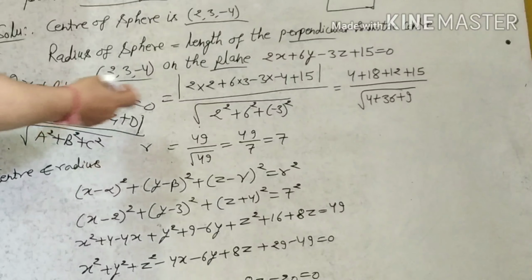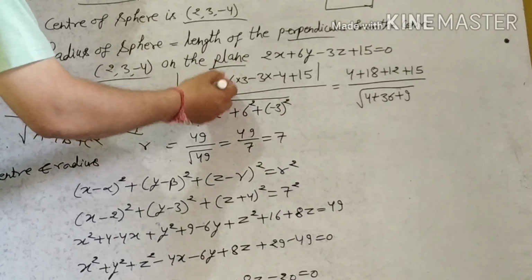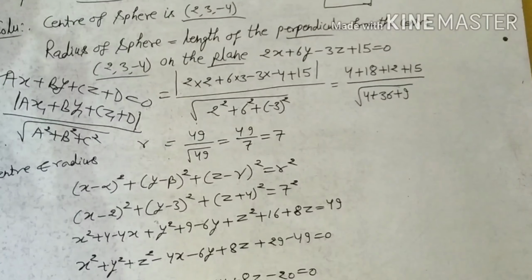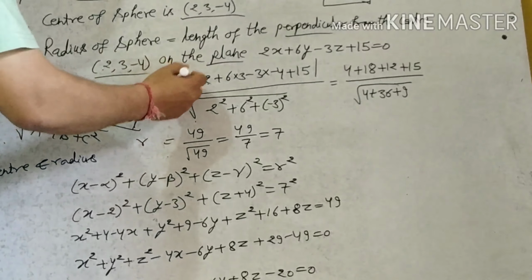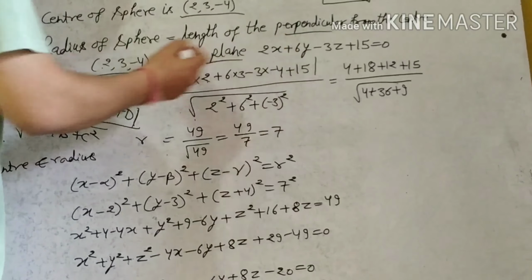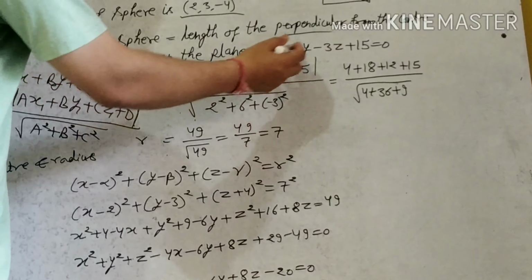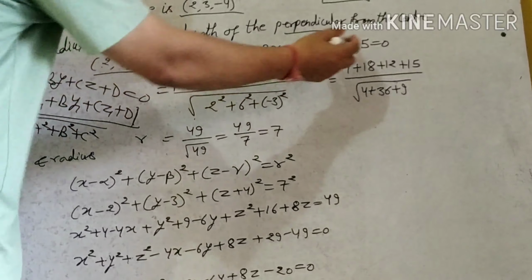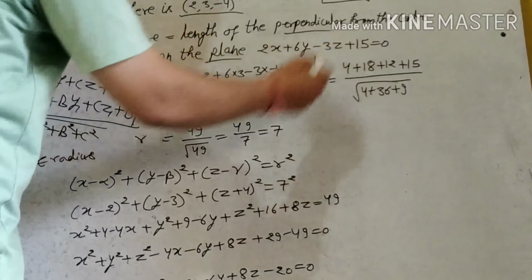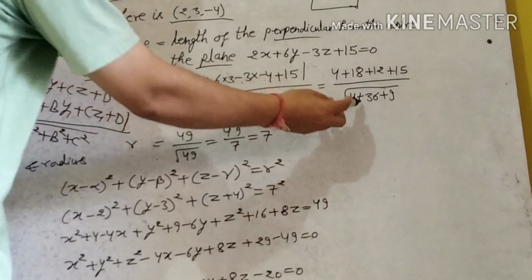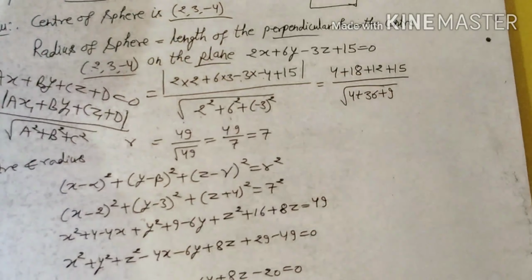So on the basis of this formula, here is 2 into x1, where x1 is the coordinate of the center of the sphere, that is 2. 2 into 2 plus 6 into y replaced by 3 minus 3 into z, that is minus 4, plus 15, upon the under root of the coefficient of x, 2 square, plus the coefficient of y, 6 square, plus the coefficient of z, minus 3 square. Or 2 into 2 is 4 plus 6 into 3 is 18 minus 3 into minus 4, that will be 12 positive, plus 15, upon under root 2 square 4, 6 square 36, minus 3 square 9.